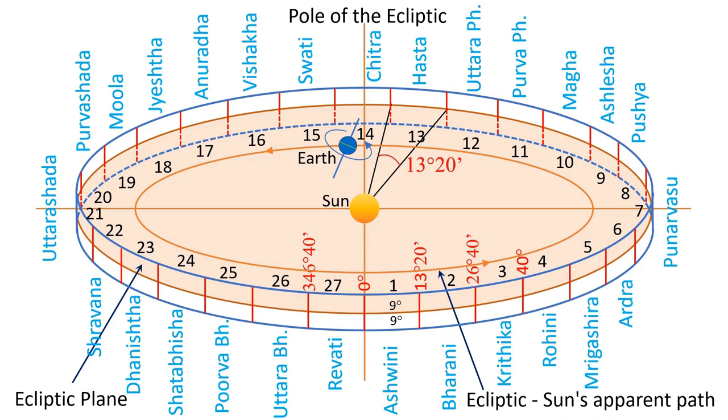As mentioned earlier, please remember that the order of these nakshatras is fixed. That is, Ashwini is always the first nakshatra. Bharani will always come after Ashwini, and Kritika will be the next nakshatra until we reach Revati, which is the 27th or the last nakshatra.